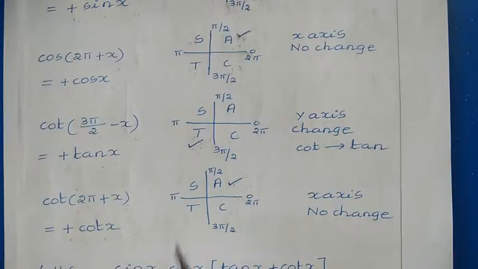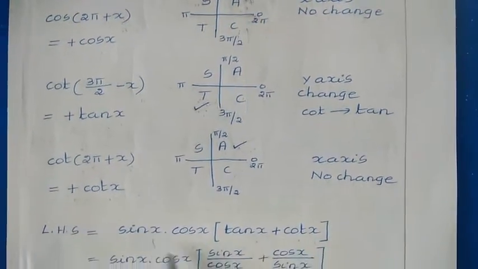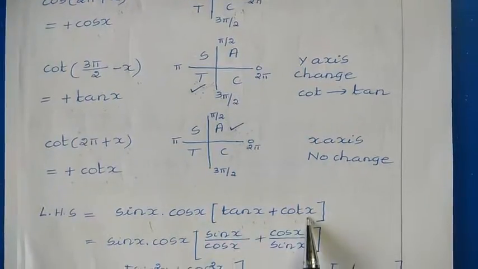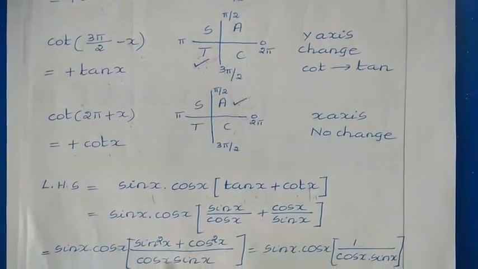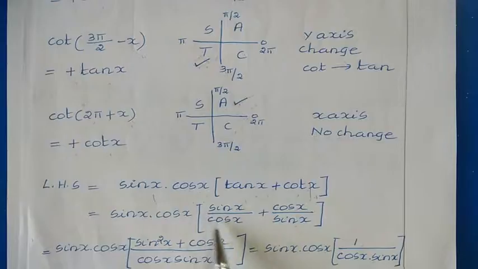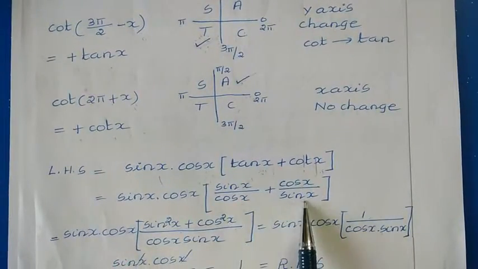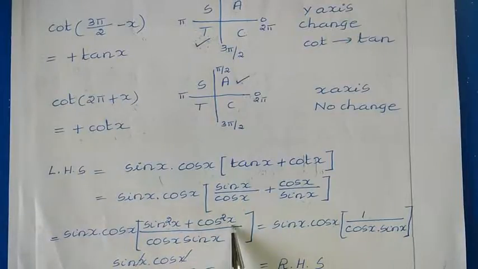Now just replace the values. Here we get sin x into cos x, tan x plus cot x. Tan x and cot x you can write in terms of sin x and cos x. So sin x divided by cos x is equal to tan x. Cos x divided by sin x is equal to cot x. So now if you take the denominator cos x into sin x, here we get sin square x plus cos square x. This is nothing but the Pythagorean identity. This is equal to 1.